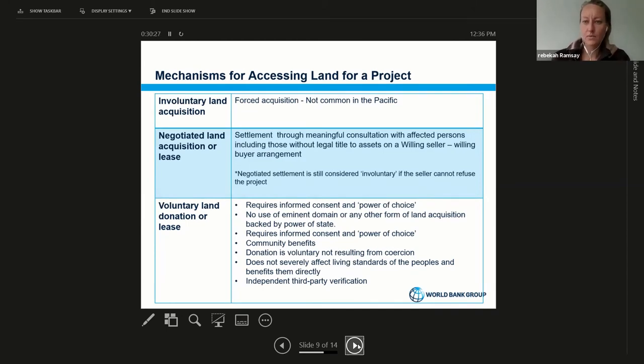There are other parts of the world where forced and involuntary land acquisition is happening. It's very common in India, for example, that the government uses its powers of eminent domain to come in, and under the rationale of the public interest, they can just announce, we're sorry, your land is in an area of public interest and we are going to acquire it by force and you will receive this compensation. That situation just simply does not tend to happen in the Pacific.